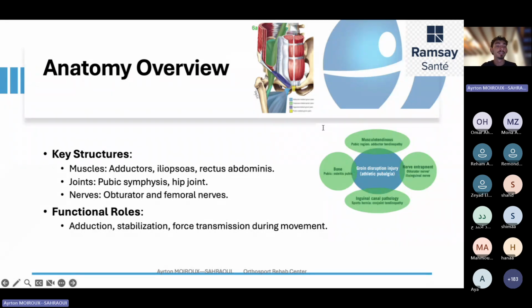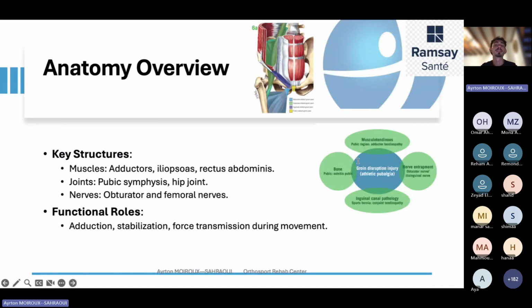For the nerves, the obturator and femoral nerves are the primary nerve supplies for the groin area. These nerves not only facilitate motor control but also transmit sensory information. When these nerves are compromised, either through compression or inflammation, the result can be pain that mimics musculoskeletal injuries.